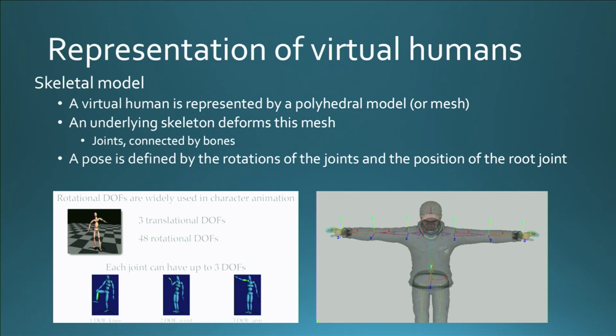And for a character, you can define different degrees of freedom. For example, for this character, you have 3 translational degrees of freedom and 48 rotational degrees of freedom. Depending on the joint, you can have, for example, for the knee, 1 degree of freedom, for the wrist, 2, and for the arm, 3 degrees of freedom. And you can put constraints to decide how much these bones are going to move. So if you want to define animation, you just need to configure this over a timeline, basically.